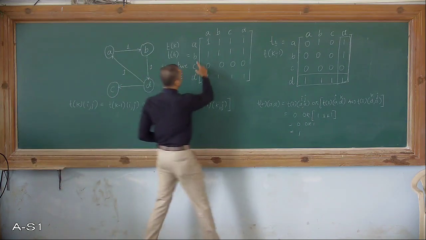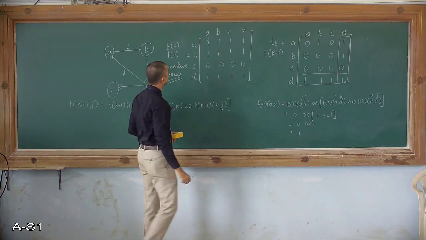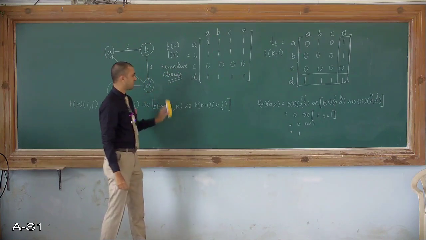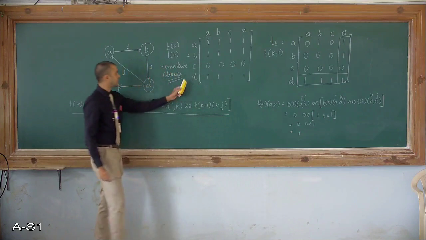D to D, okay, that is already done. Right. So this is my transitive closure using Warshall's algorithm. This is the rule that you have to apply in order to get this transitive closure property.